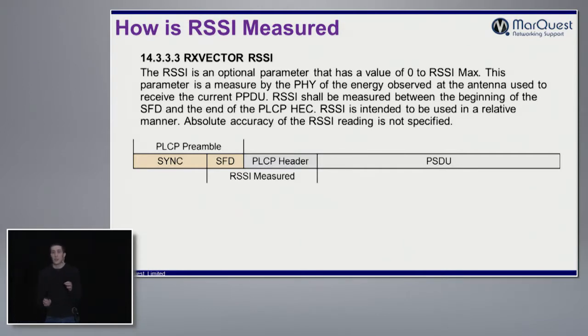So I just want to look at the RSSI value in a little bit more detail, as this is the way that our wireless cards measure signal strength. The quote on this slide is directly from the 802.11 standard, and it says this about RSSI. RSSI is an optional parameter that has a value of 0 to RSSI max. This parameter is a measure by the PHY of the energy observed at the antenna used to receive the current PPDU. RSSI shall be measured between the beginning of the start frame delimiter and the end of the physical layer convergence procedure header. I've put a little diagram there showing where we measure RSSI.